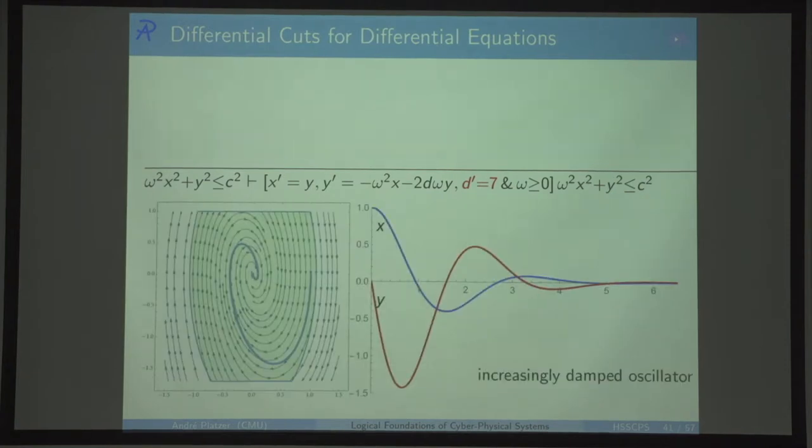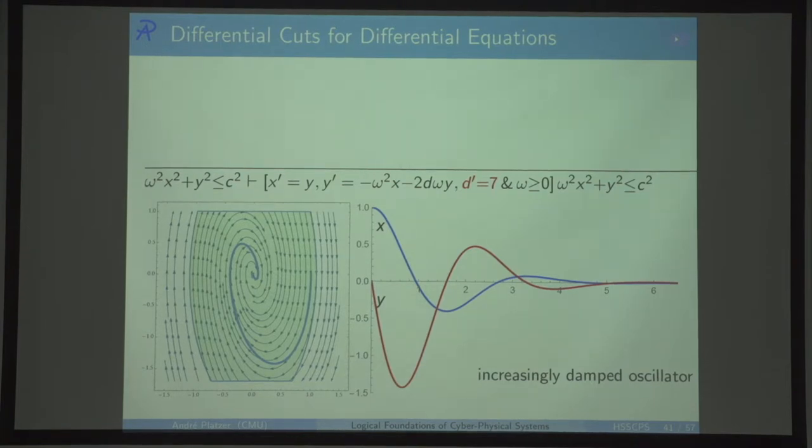And the answer is yes, because what we then have are increasingly damped oscillators, so damped oscillators in which, in addition, the damping coefficient keeps on getting stronger. In other words, what happens is that you spiral a little bit quicker. But other than that, you're still staying inside this region.